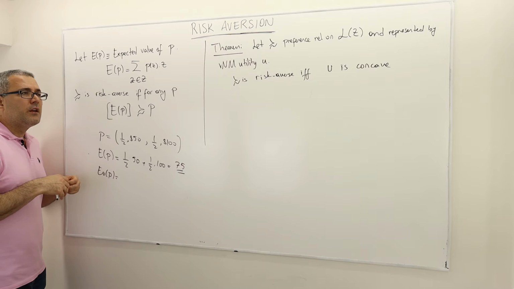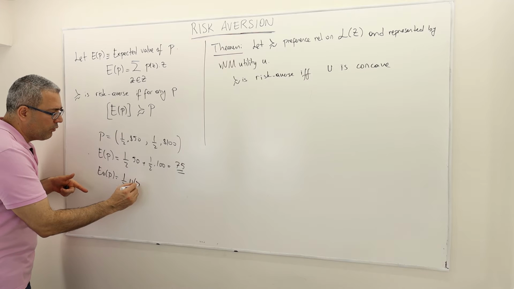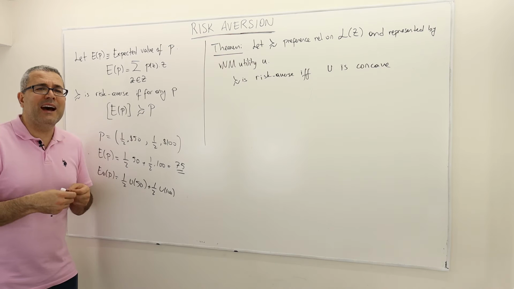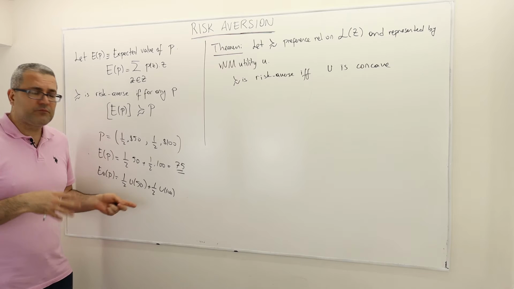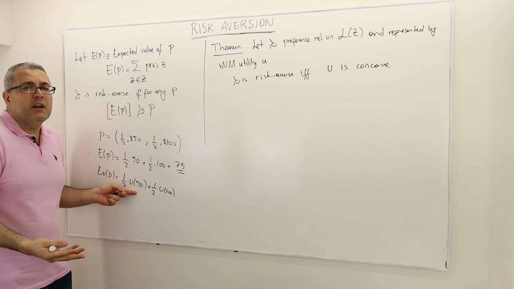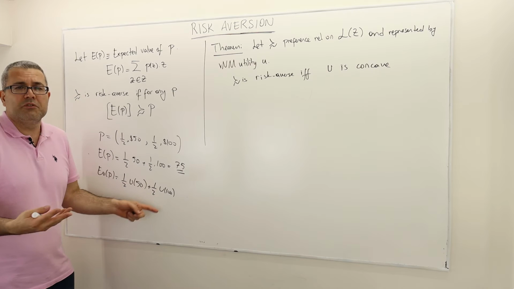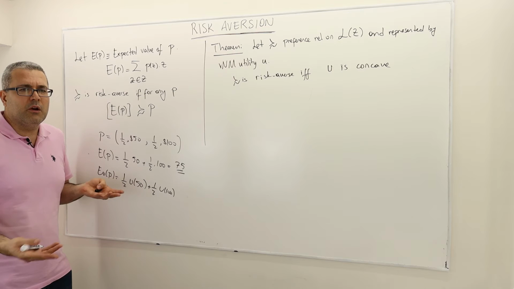The expected utility of P, however, is something else. How much utility do you get out of this lottery? To calculate this, it is 1/2 U of 50 plus 1/2 U of 100. $50 may not be equal to 50 units for you. Its utility may be much less. For example, if you are very rich, like Bill Gates, $50 could be almost zero utility value for you, and $100 the same. So you may say the expected utility of this lottery is almost zero. You see what I mean?